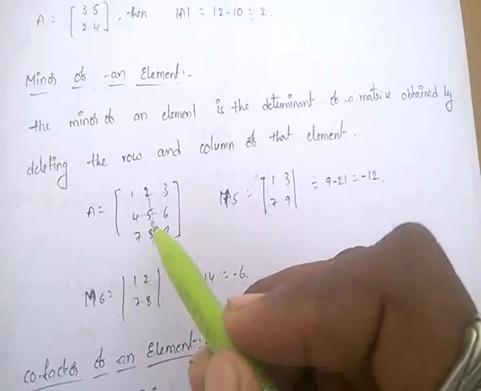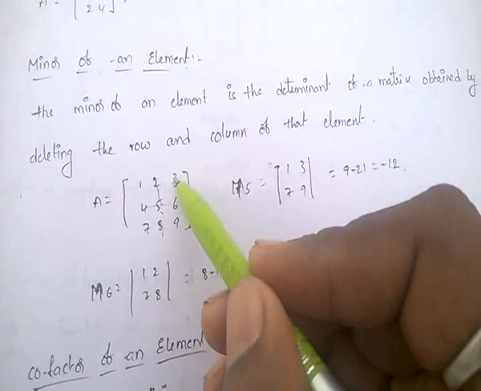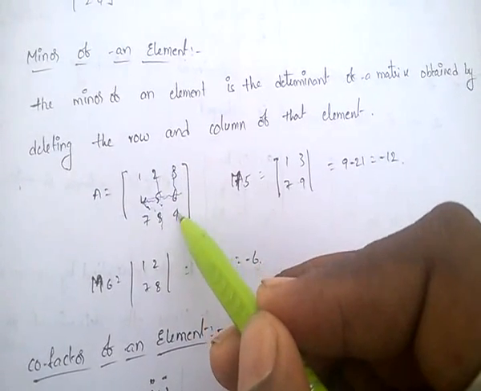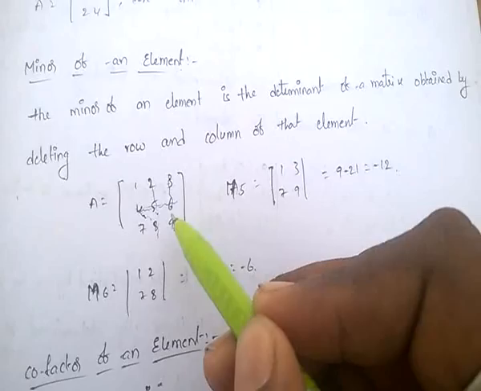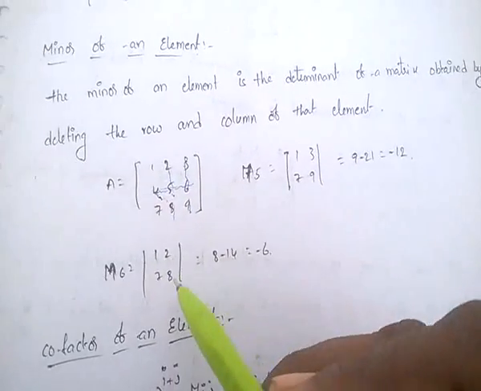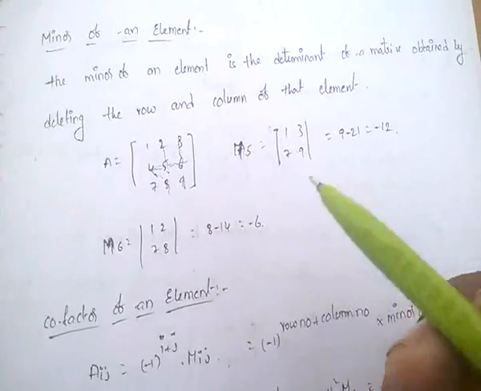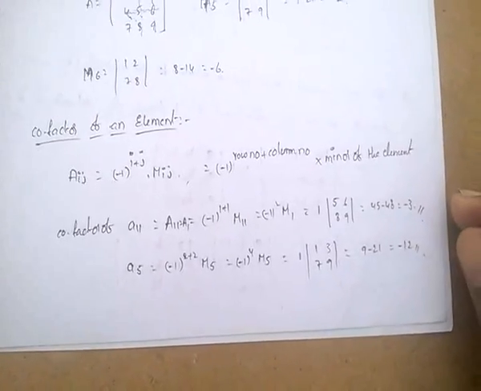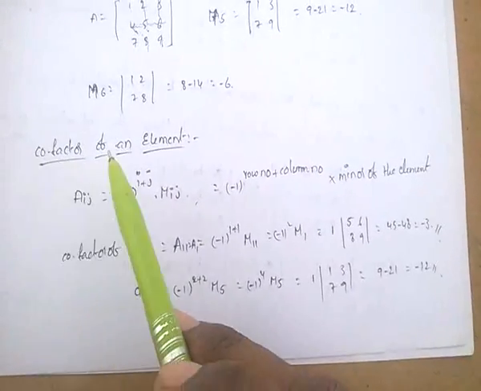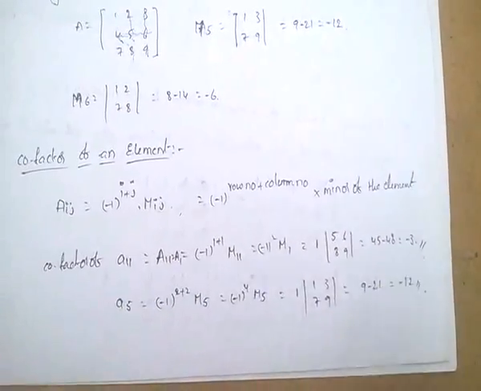For example, the minor of element 6. For this, the row corresponding to that element and the column corresponding to that element are struck off. The remaining part is 1 2 7 8. Find det. 1 into 8 minus 7 into 2 is 14, that equals minus 16. Okay, this is the cofactor of an element. It is the formula. Okay, please remember this.